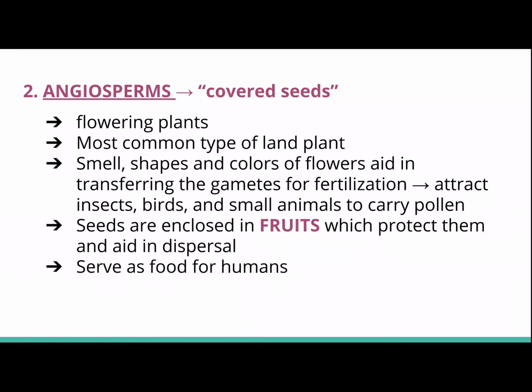Now, angiosperms serve as food for humans, okay? And I said vegetable plants, they have flowers, and there's a lot of different fruit trees that have flowers. And before the fruit appears or the vegetables appear, the flowers are there. And then the flowers eventually fall off, and voila, you have apples, you have peaches, you have bananas, you have cucumbers, you have zucchini growing, okay?